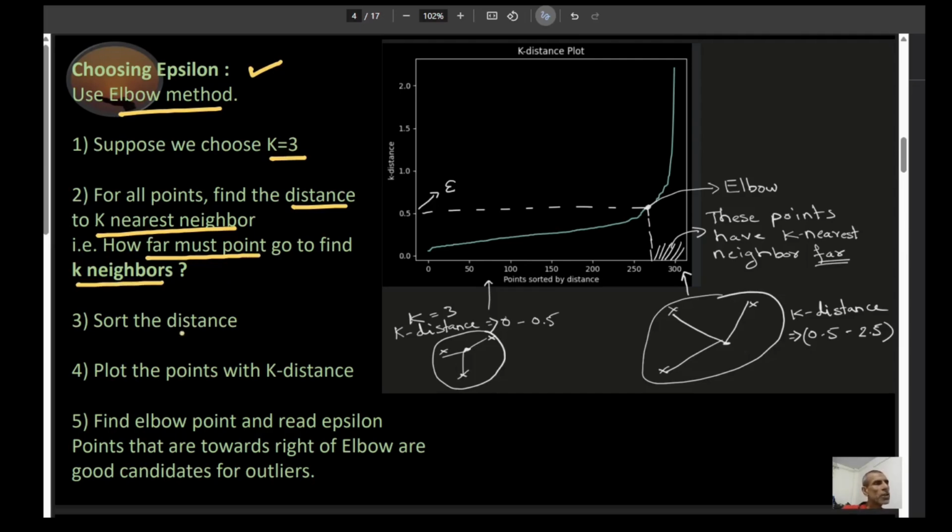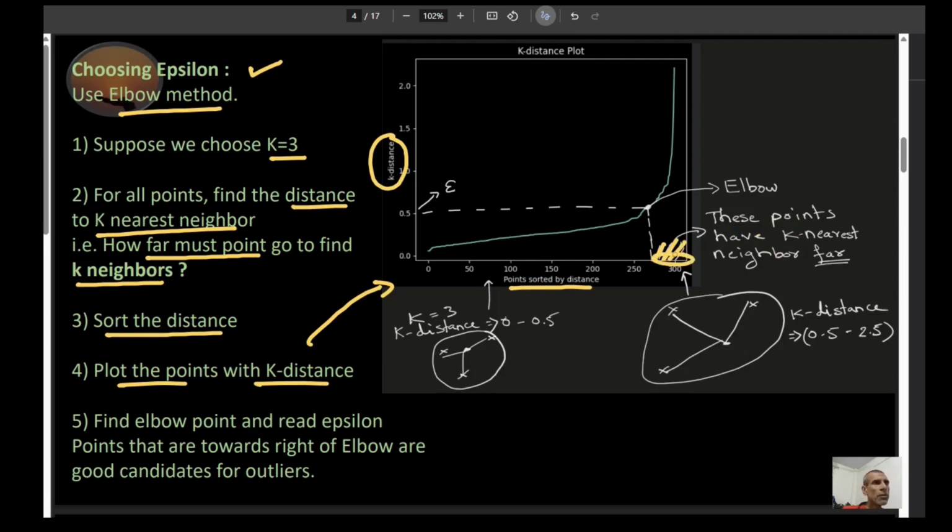Then, once you've determined that, you sort the distance for every single point, and then you plot the points with the k distance. So let's say when you plot it, it will come out to be like this. This axis would be your points sorted by distance, and this one would be your k distance right here. Now, when you look at these points, these are the ones that have a high k nearest neighbor distance. In other words, your k nearest neighbors are very far for these points right here.